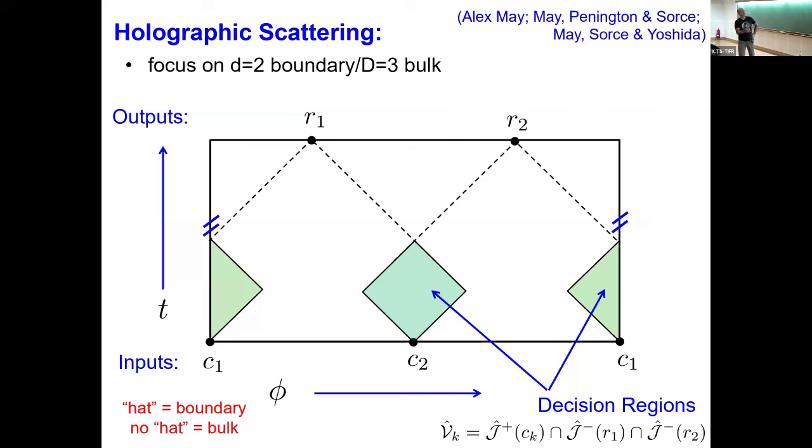This whole picture, yeah, that's the boundary, so time runs up. In principle, it's infinite in length. I've just got an initial time slice and a final time slice. And then this is the phi direction, that's angular. That's an angular direction, and so I identify the two sides of my rectangle to make a cylinder.